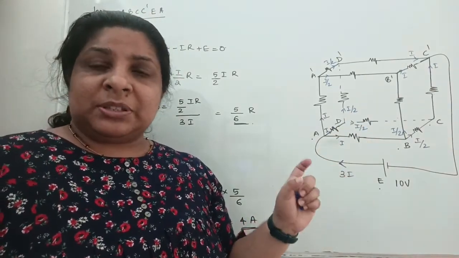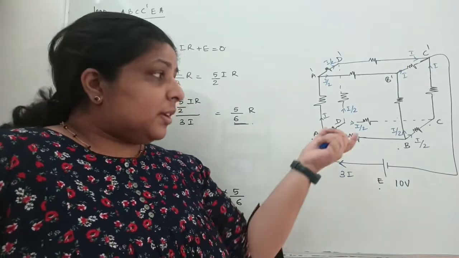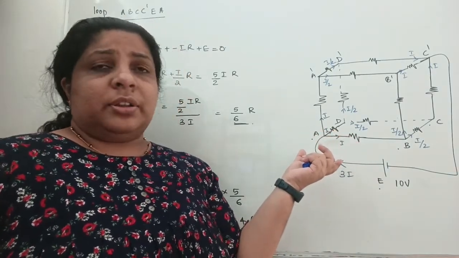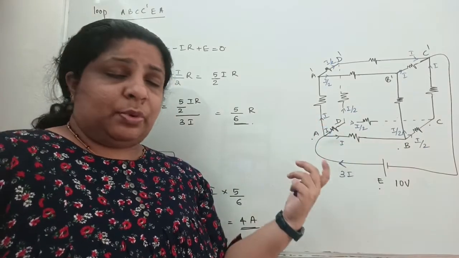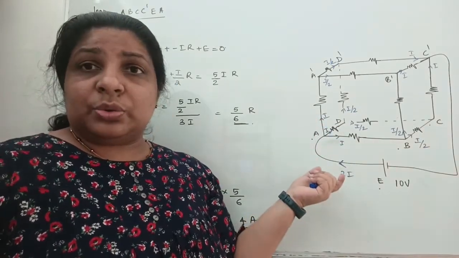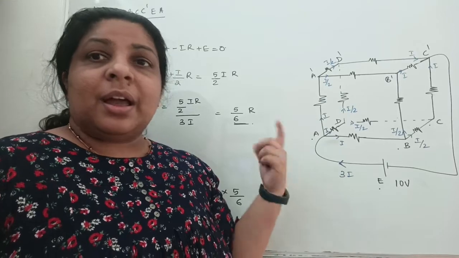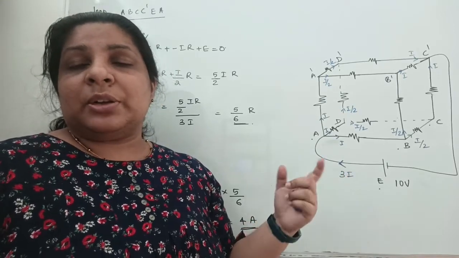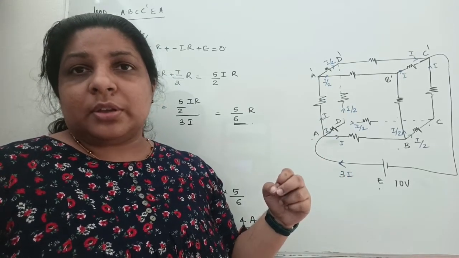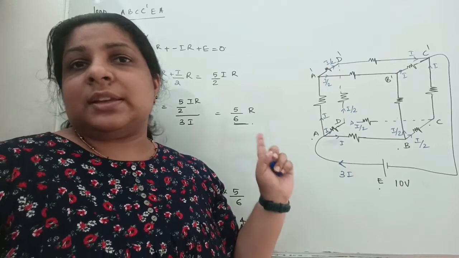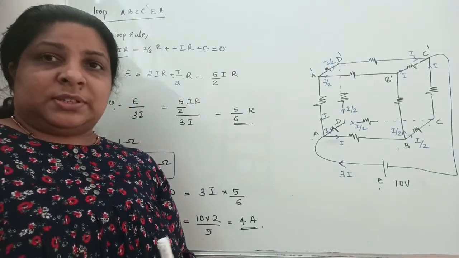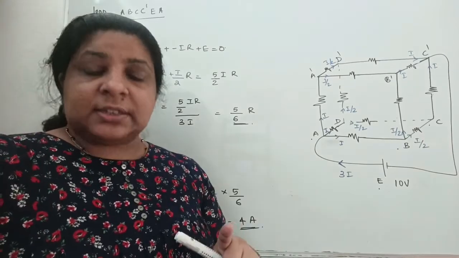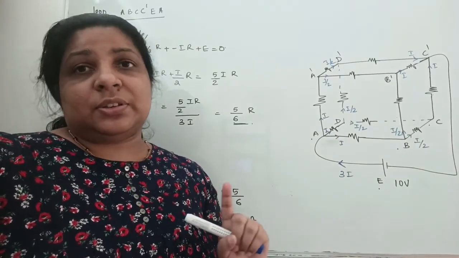If they specifically ask what the current is in a particular branch, you can just write it according to the diagram. Wherever you have I, it will be 4 ampere. 3I means 3 into 4, 12 ampere. I by 2 means 4 by 2, 2 ampere. So this is how to solve this example question. This question is important, as well as example 3.7, which is also important.